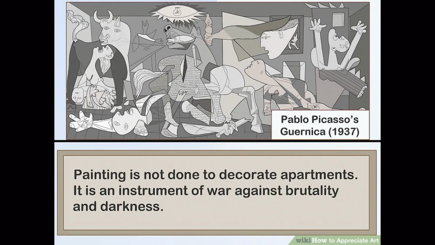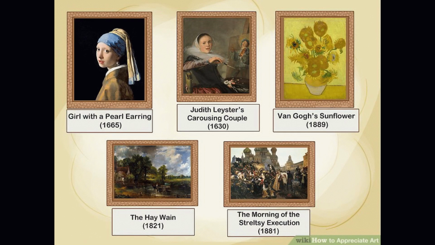For example, Pablo Picasso's Guernica, 1937, was created in response to the bombings during the Spanish Civil War. It's filled with anti-war symbolism. Picasso said of the artwork, "Painting is not done to decorate apartments. It is an instrument of war against brutality and darkness." During the Renaissance, the Roman Catholic Church relied a lot on commissioned art as a means of promoting their cause and asserting their power.